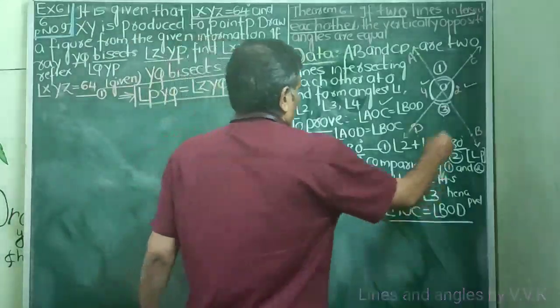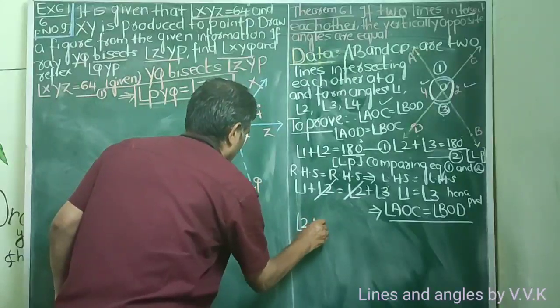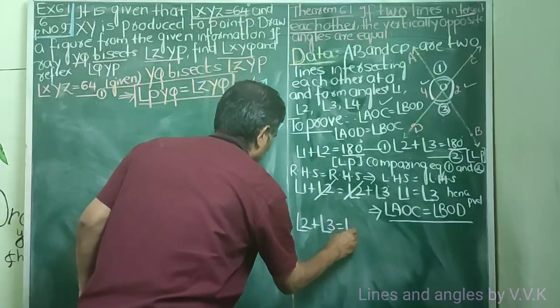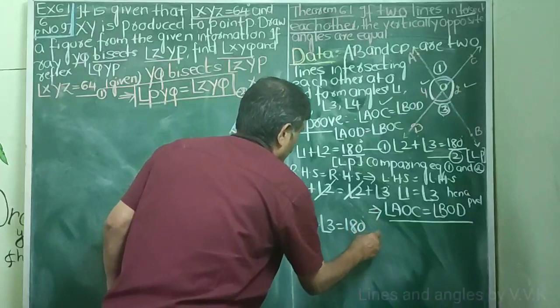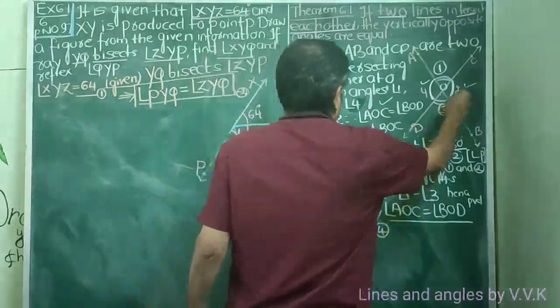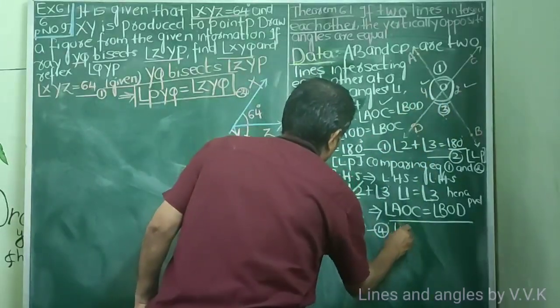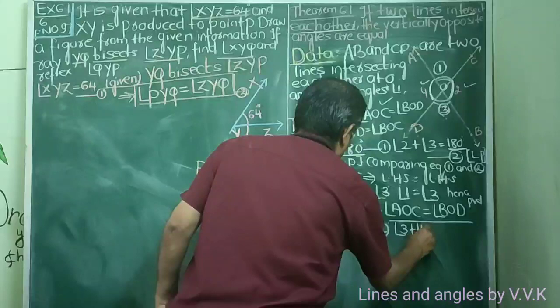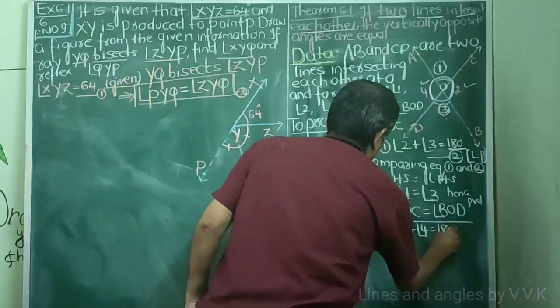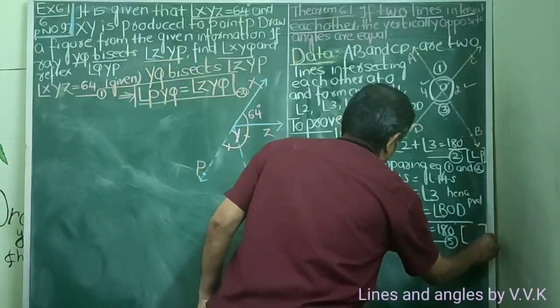Angle 2 plus angle 3 is 180. I will call it equation number 4. And similarly, angle 3 plus angle 4 is 180. Now this time, I hope I need not tell you the reason, but you have to mention it in the examination. The same reason applies here again, linear pairs.